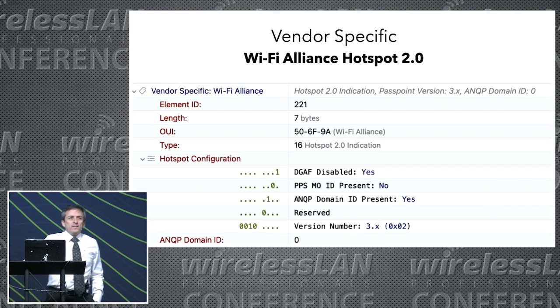So there are also some vendor-specific elements, like the Wi-Fi Alliance. After all, this is the Hotspot 2.0 is the beginning of this, and this is the Wi-Fi Alliance that developed that based on the 802.11u amendment to the standard. So all these elements are now in the beacon.